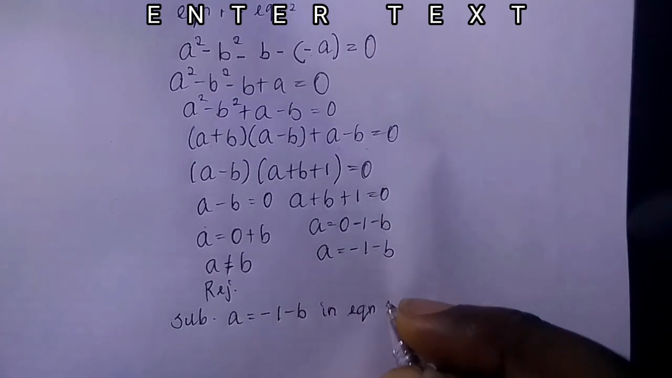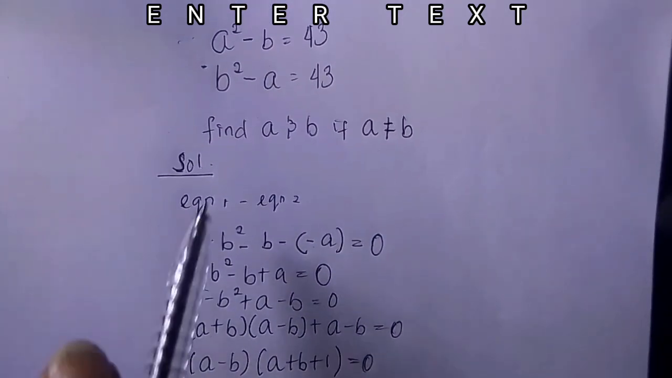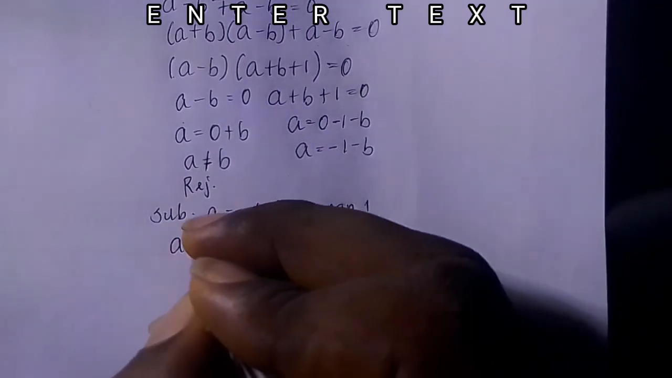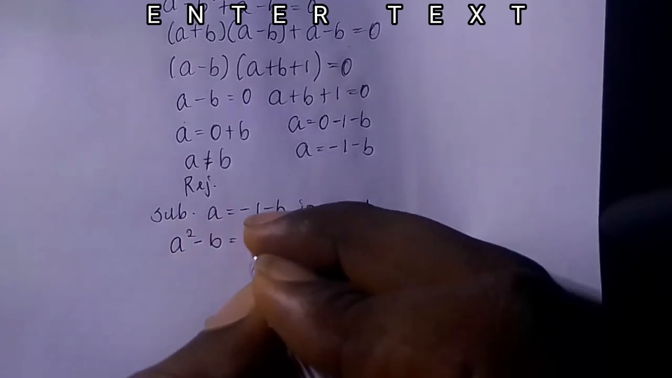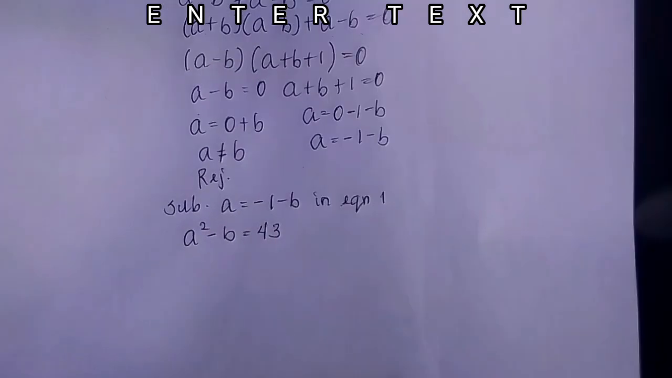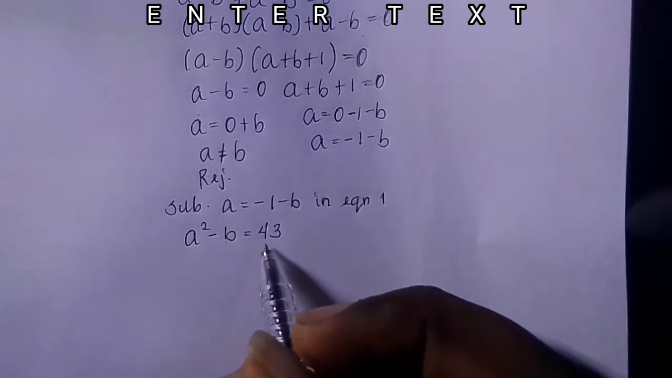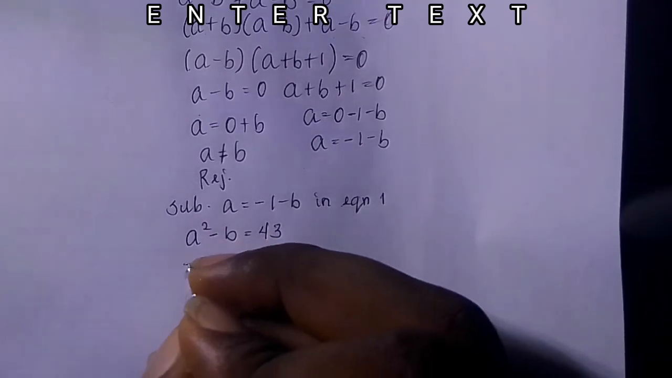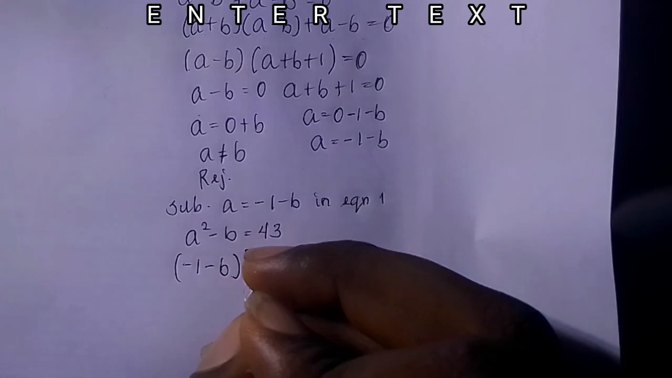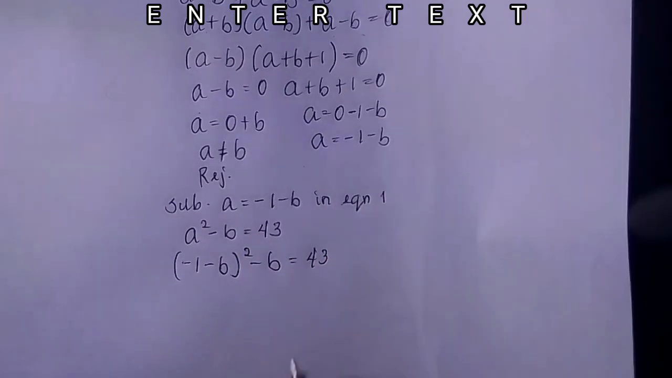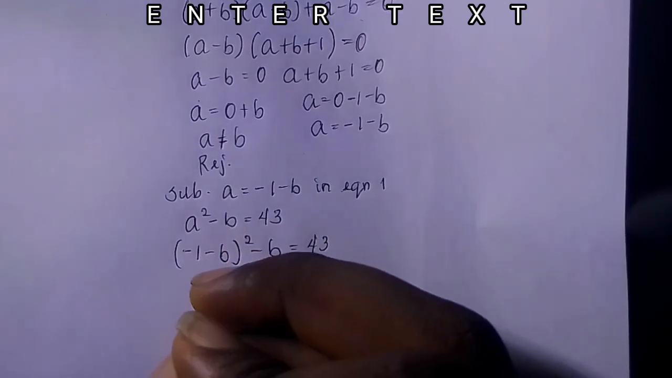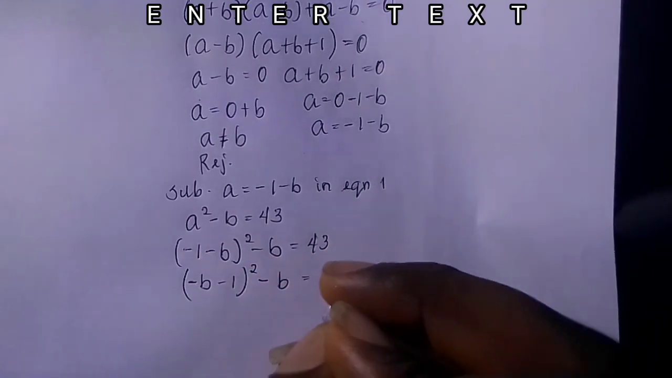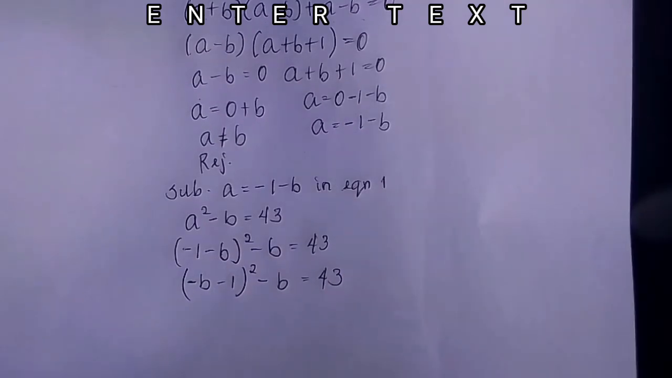I'm using equation 1. So right, what does equation 1 say? Equation 1 says a squared minus b equals 43. So let's put it into that. a squared minus b equals 43, and here we see a is minus 1 minus b, so we will now write a to be minus 1 minus b, squared, minus b equals 43, right? And this minus 1 minus b can also be written as minus b minus 1, squared, minus b equals 43.